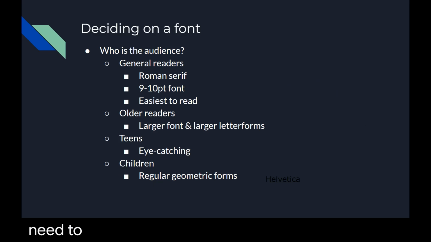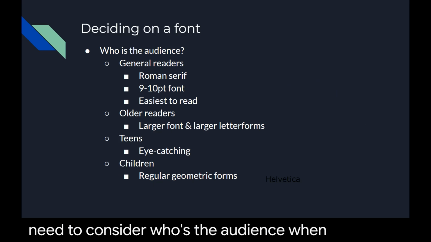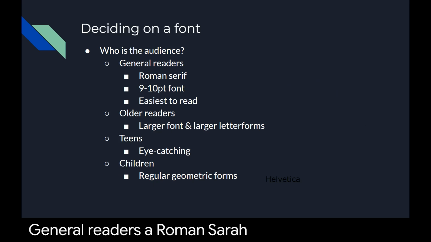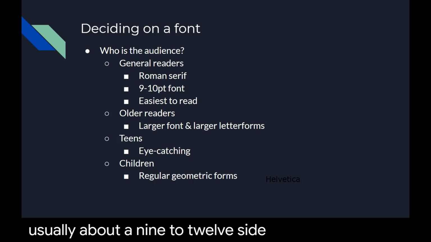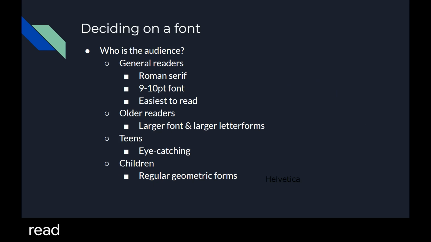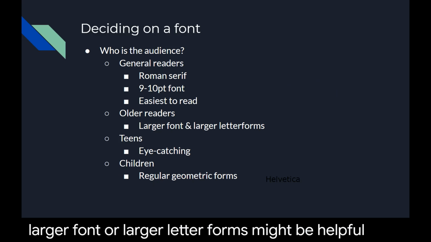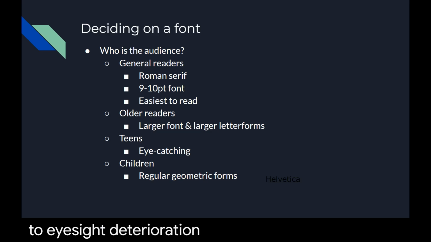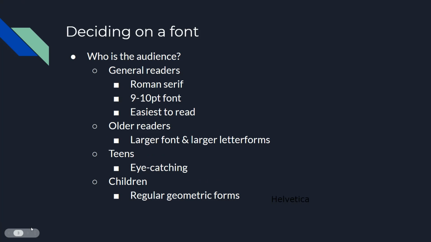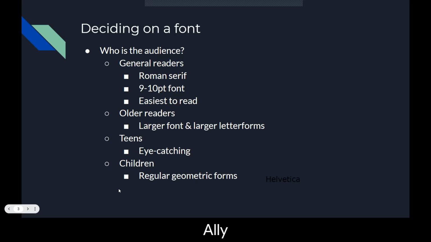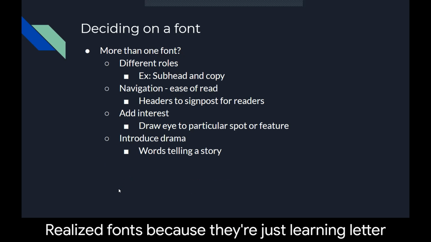Now, you also need to consider who's the audience. When you have general readers, a Roman serif font is the best, usually at about a 9 to 12 size, because it's easiest to read. In addition, if you have older audiences, then a larger font or larger letter forms might be helpful due to eyesight deterioration. Teens usually respond to more eye-catching fonts, while children need regular geometric forms and don't need highly stylized fonts because they're just learning letter forms.